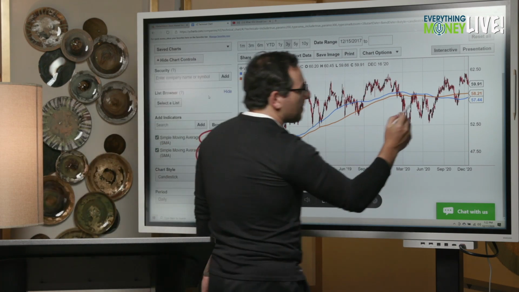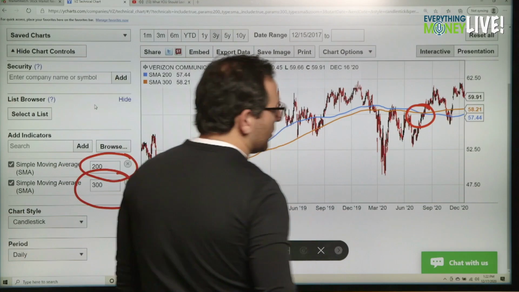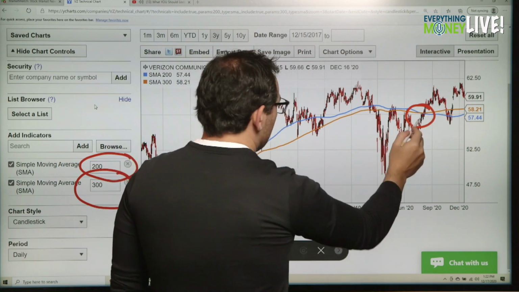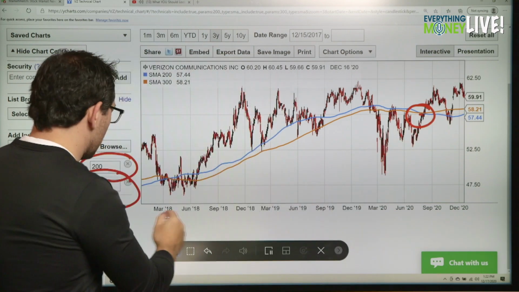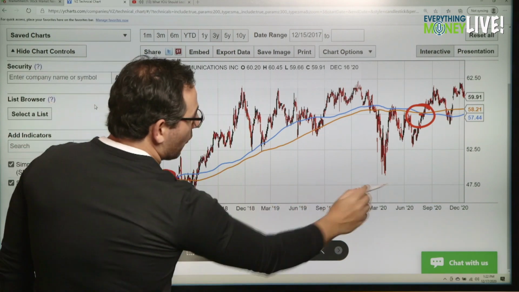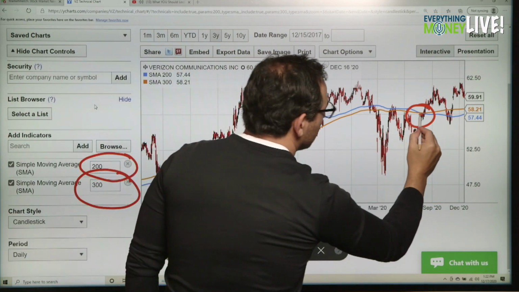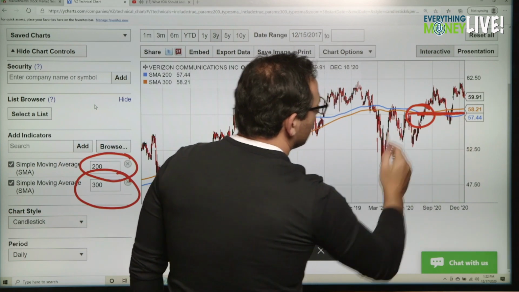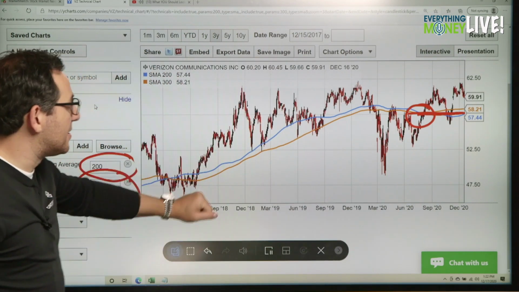If you look here, there was a sell signal. The blue line's the 200-day, the orange line's the 300-day. There was a sell signal back here. If you look back here in March of 18, there was a buy signal at about $48 a share, and there was a sell signal at about $58 a share. So you'd have made some money on doing that.